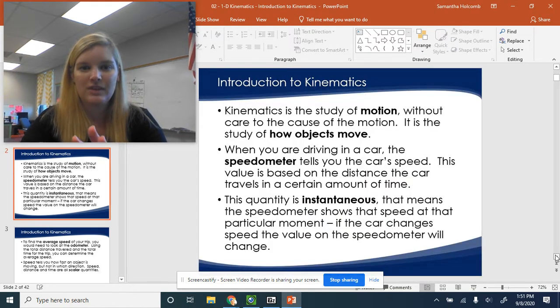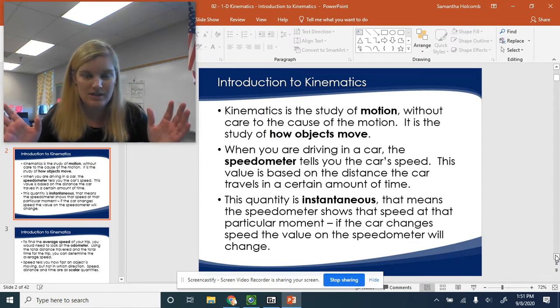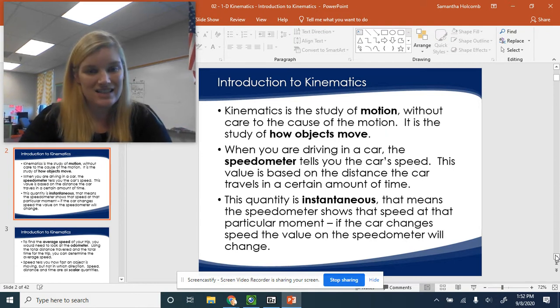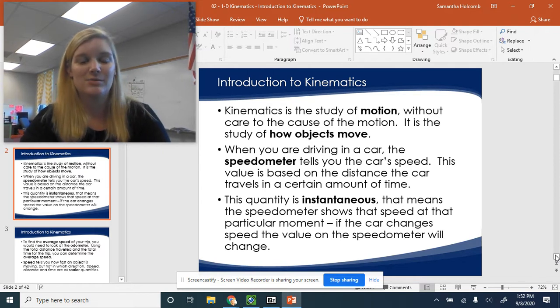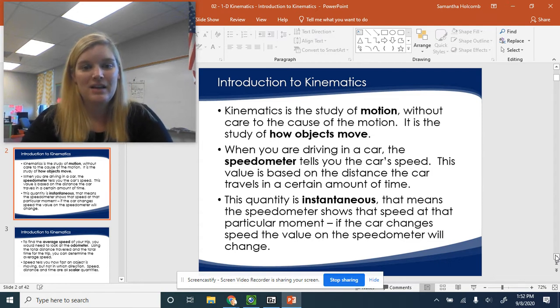So, kinematics is the study of motion, and we don't care how the object started moving, we just care that it is moving. So we're studying how objects move, and it's kind of like when you're driving a car. As you're going down the road or the highway, your speedometer is telling you the car's speed, so it's telling you how you're moving, and it's based on the distance the car travels in a certain amount of time. So we say it in miles per hour. In science, we're going to say kilometers per hour because we don't like the imperial system in science.